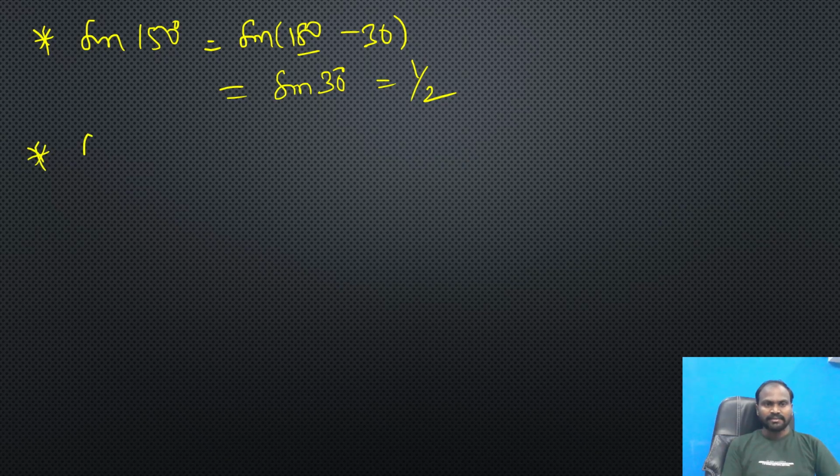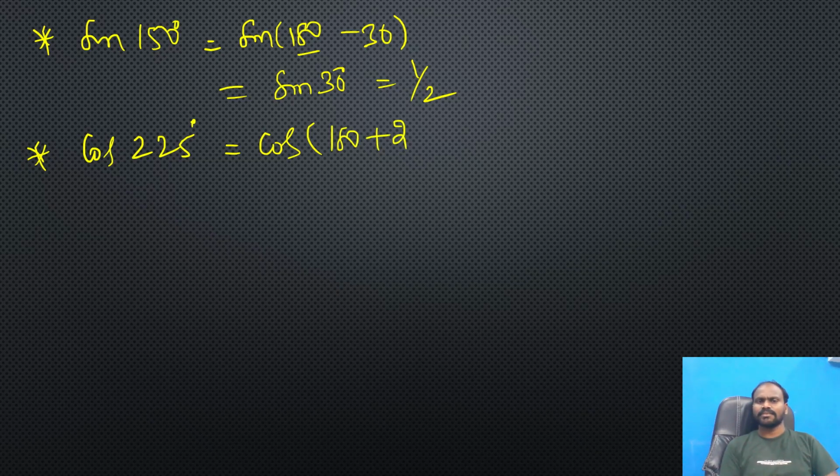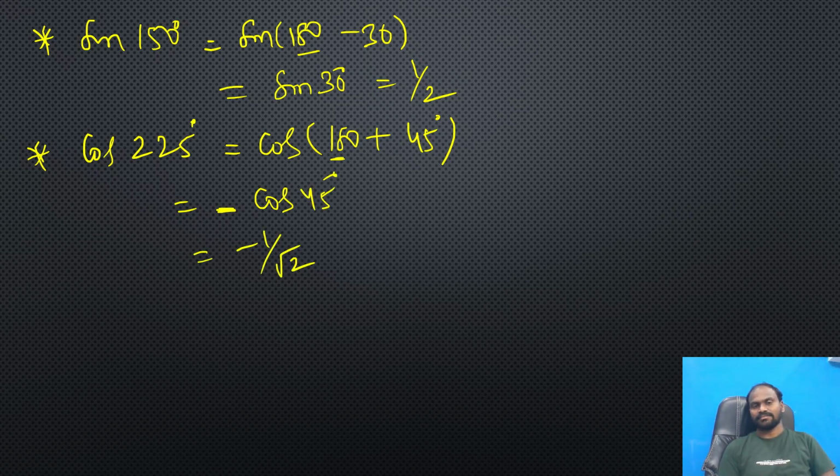Sir, how will we find cos 225 degrees? For 225, we have to take the nearest angle on the x-axis or y-axis, whichever it is. So 225 can be written as 180 plus 45 degrees. 180 plus theta is in the third quadrant. In the third quadrant, cos is negative, and for 180 cos stays cos, so cos 45. So it's minus 1 by root 2.